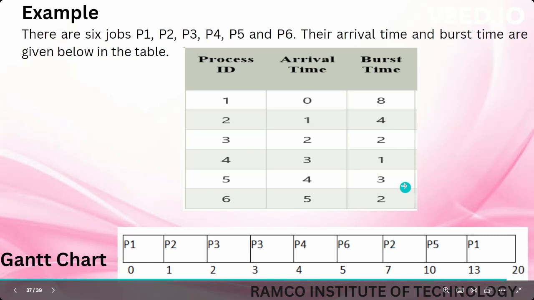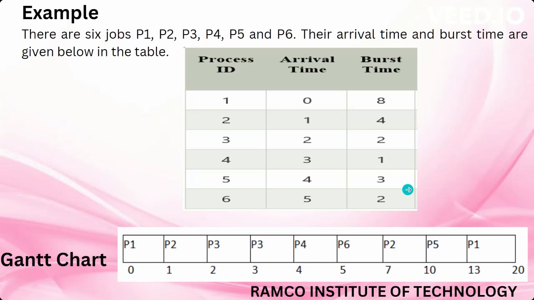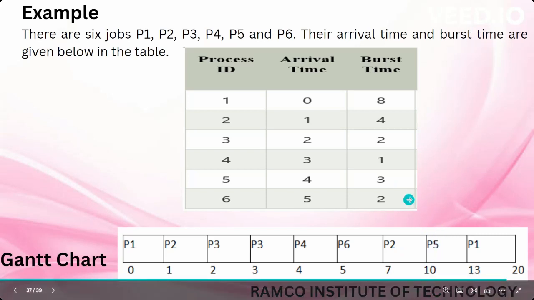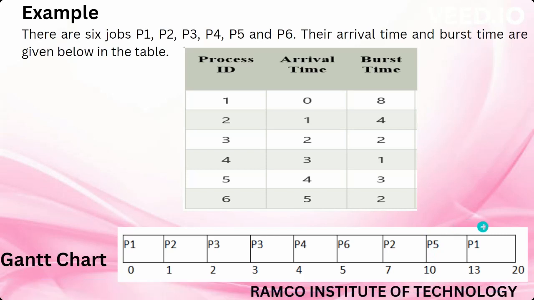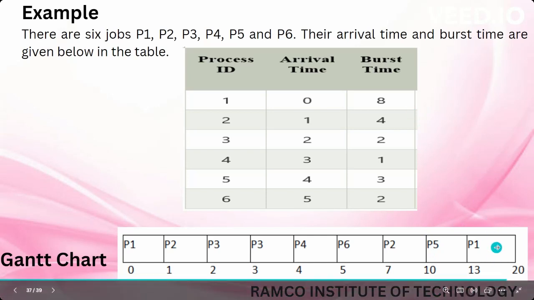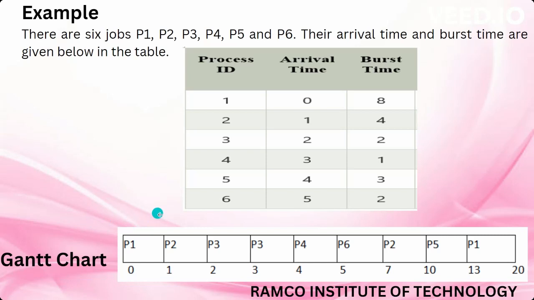After that, the process P5 will be executed for the next 3 units of time. So 10 plus 3, 13. After that, the remaining part of P1 will be executed next. The remaining burst time of P1 is 7, so P1 will be executed for the next 7 units of time. So here the completion time of P1 is 20. From this Gantt chart, we can find the response time and completion time of each process.